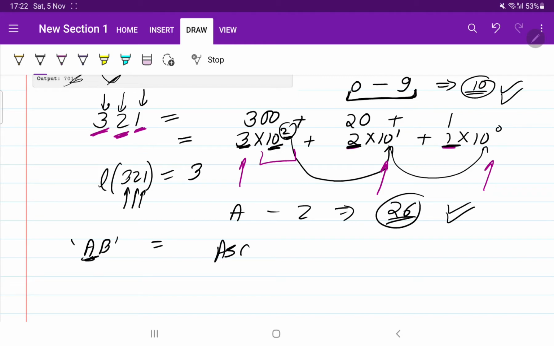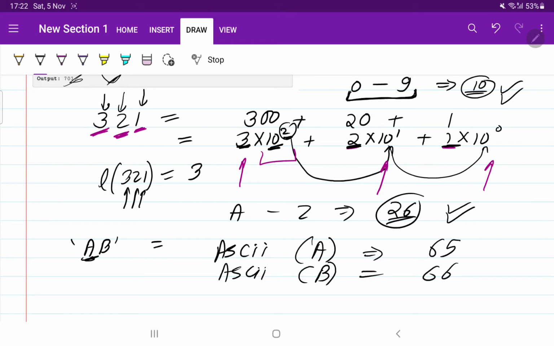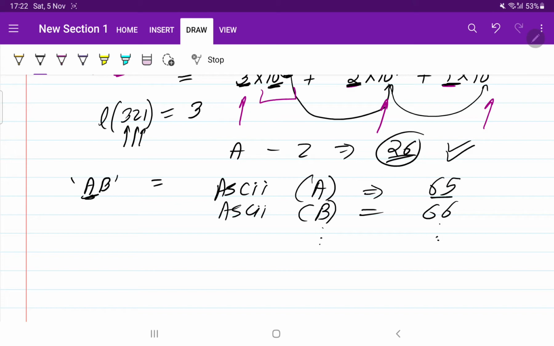So there is a concept called ASCII value. The ASCII value of A is 65. The ASCII value of B is 66. Like this the numbers will increase. So you know that the ASCII value of A is 65, it is predefined.